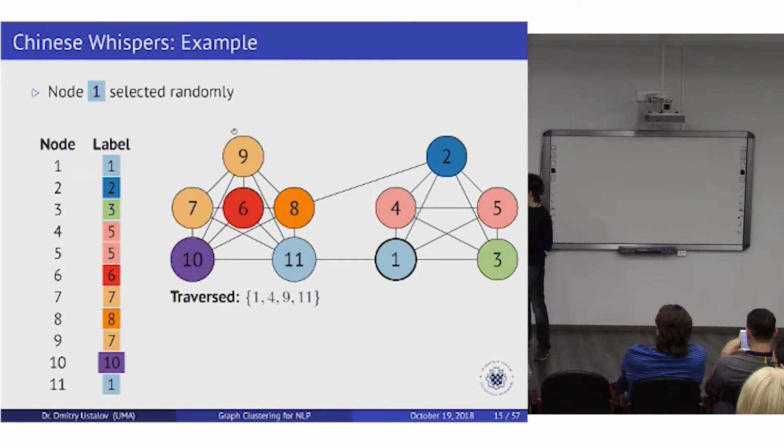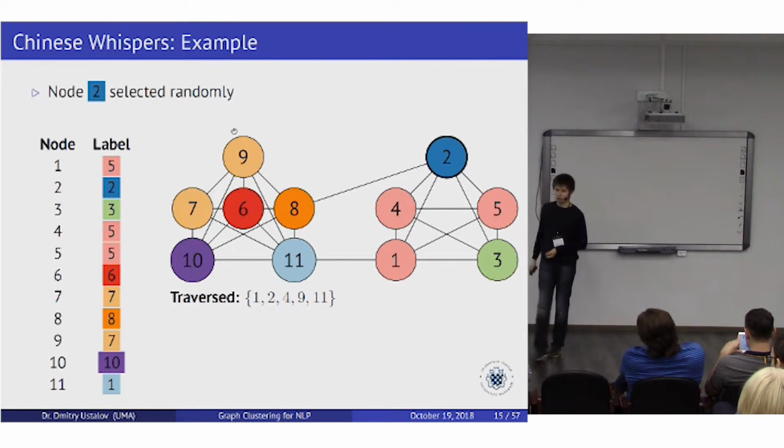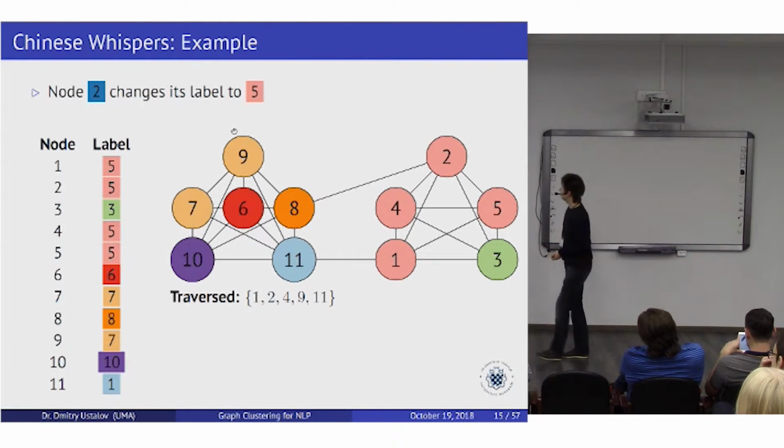Actually, there are a lot of options. Can we select 2? No, because its weight is only 1. Can we select 3? No, because its weight is only 1. Can we select 11? You know the answer. Can we select this color? And the answer is yes, because we have 2 nodes in the neighborhood of this color. Wow, right?